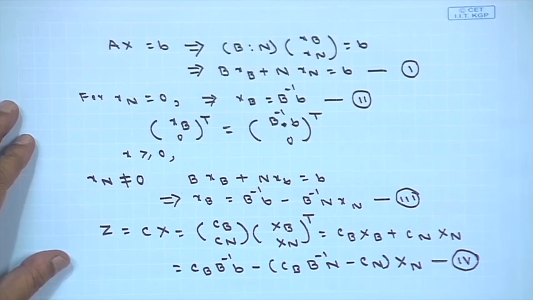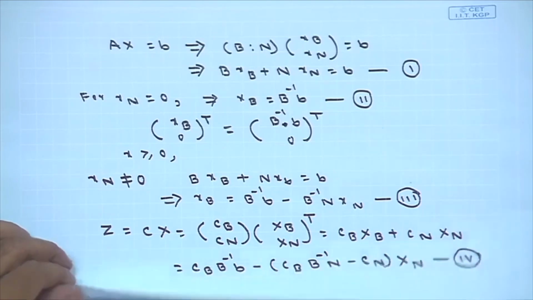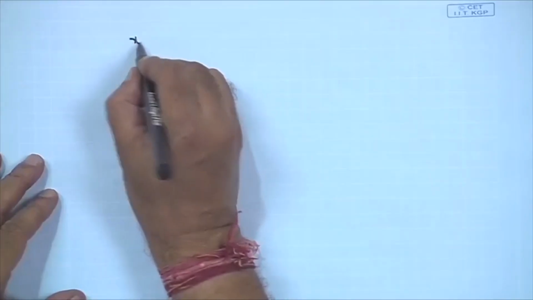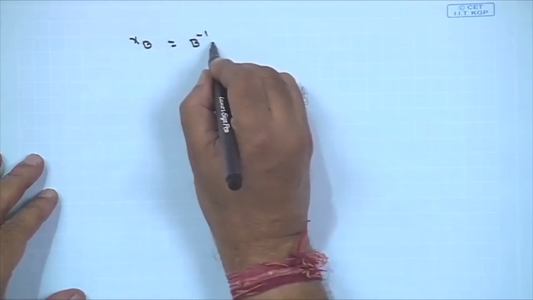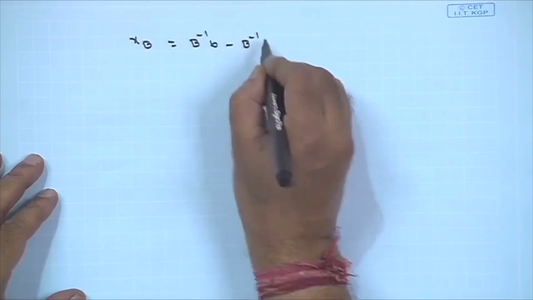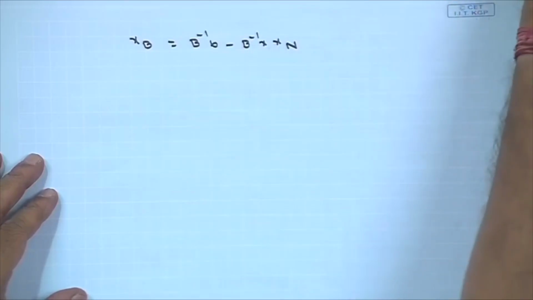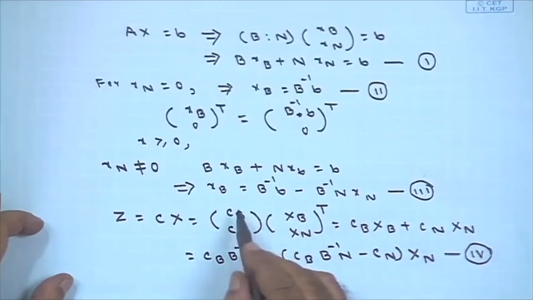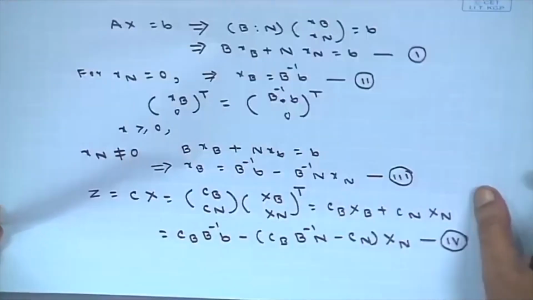Let us take the other pen. So, you are obtaining z equals this one. Your z is the objective function which you want to optimize. You are getting equation 4. Now, your x_B is B inverse b minus B inverse N x_N, which I got in equation 3. In equation 3, you got x_B equals B inverse b minus B inverse N x_N.